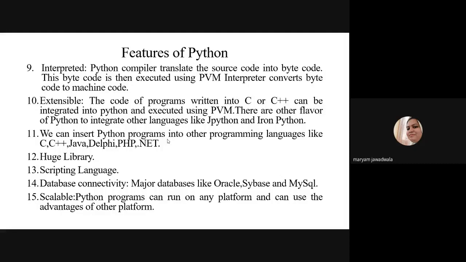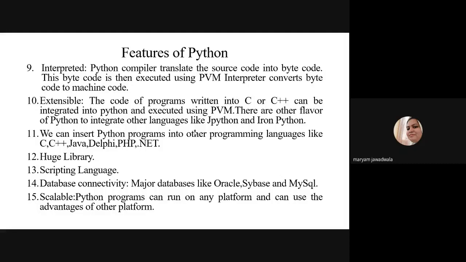Next feature is Python is a scripting language. A scripting language is a programming language that does not use a compiler for executing the source code. Rather, it uses an interpreter to translate the source code into machine code, right? So generally the Python language is considered as a scripting language, right?